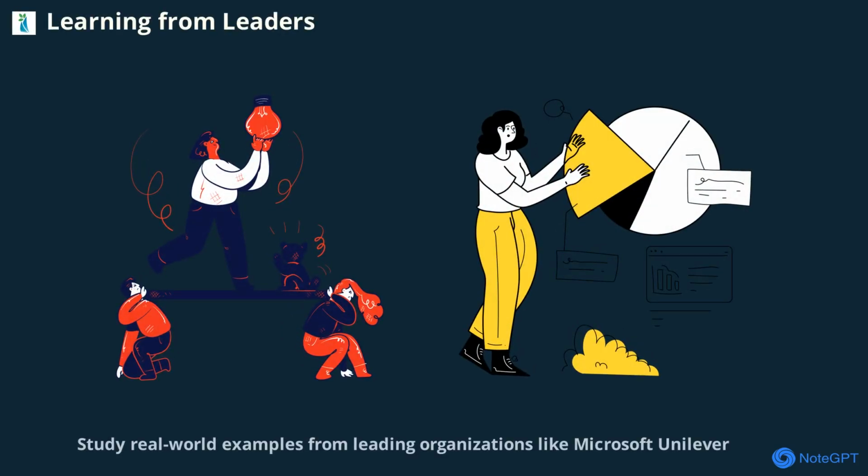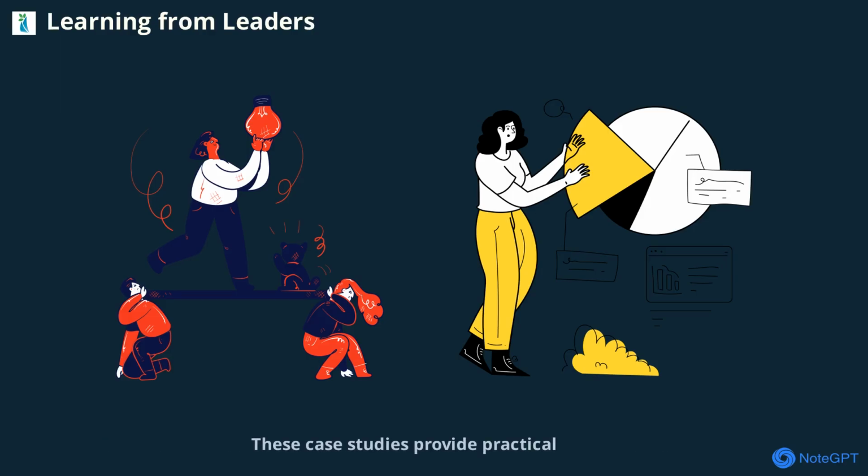Study real-world examples from leading organizations like Microsoft, Unilever, and Patagonia to see how different companies approach ESG excellence. These case studies provide practical insights into building effective ESG strategies, managing risks, and creating value in diverse contexts. Learning from leaders helps you adapt best practices to your own organization.